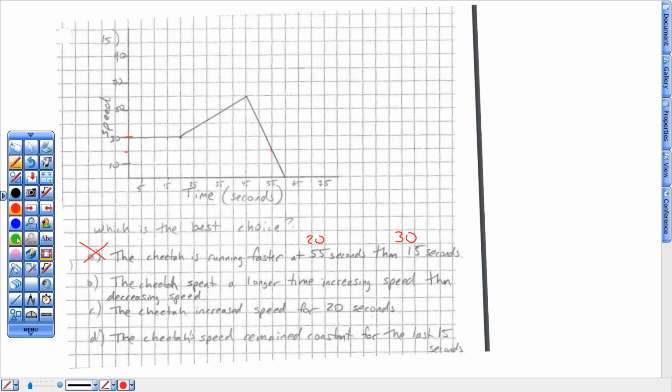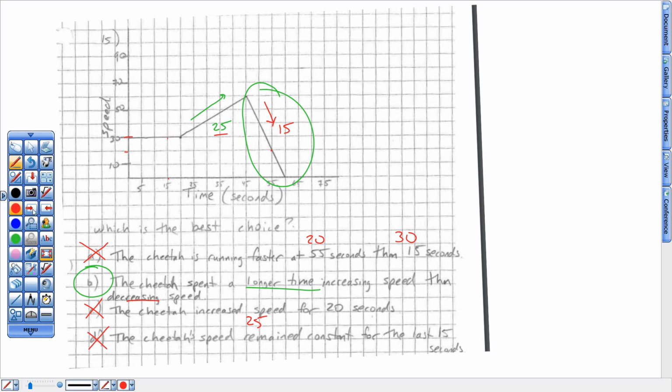Cheetah spent longer increasing than decreasing. Let's take a look. So it increased here for 5, 10, 15, 20, 25 seconds. It was increasing its speed, and then looks like it was decreasing its speed for only 15. So that is true. The amount of time increasing was longer than decreasing. This last one is false because it says increase speed for 20 seconds and it's 25. So that one's false. And then cheetah's speed remains constant for the last 15 seconds. Remember, a constant speed would be straight like that, but that's not constant speed. That's slowing down. So that last one is false as well.